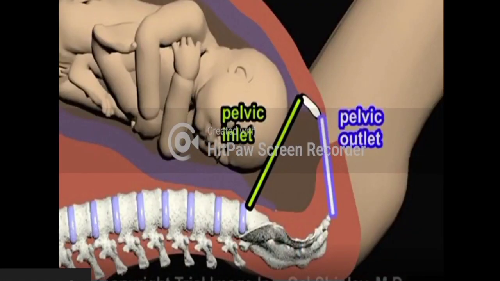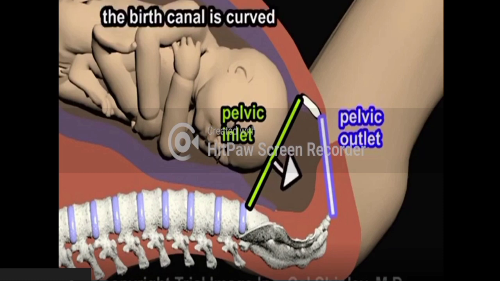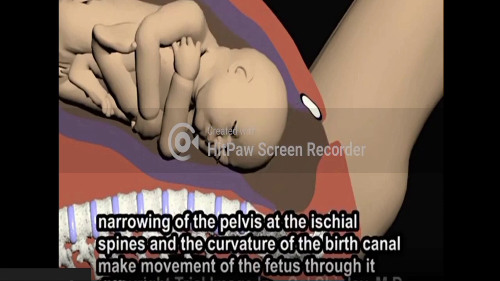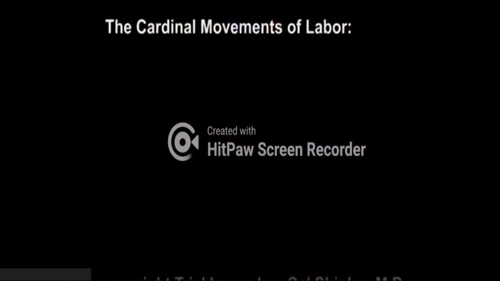Another key aspect of birth canal anatomy is the fact that a path traced from the inlet to the outlet has a significant curvature. In addition to the narrowing of the pelvis at the ischial spines, the curvature of the birth canal makes successful movement of the fetus through it a difficult proposition. Let's see how the cardinal movements assist the fetus in accomplishing this task.